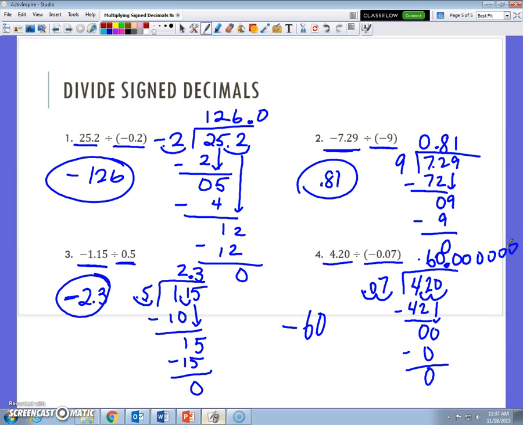Okay, so that's how you multiply and divide signed decimals. And we're going to practice in class. That's all for today.